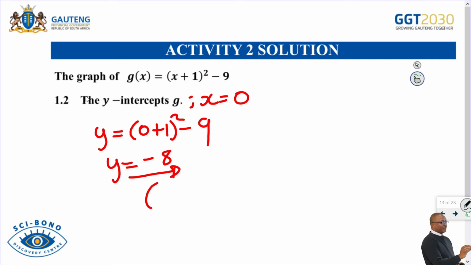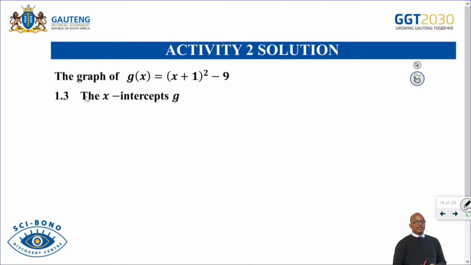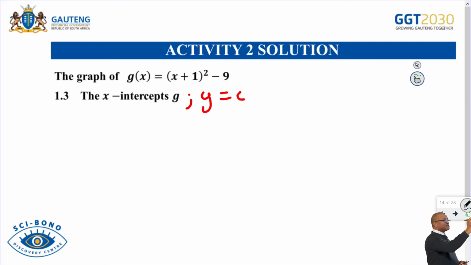Then we're going to have the coordinate as (0, -8). Correct. That's how you determine your y-intercept. So now we go and look into our x-intercept. For our x-intercept, remember, y is equal to 0. So now, how do we determine our x-intercept having an equation like that one?